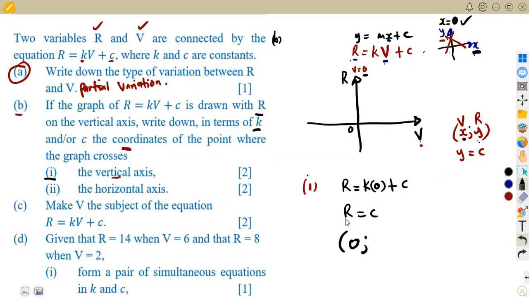What is the answer for y? y is equal to c, which is r is equal to c from this part that we got. So r representing y, the value of y there in terms of c, is c. So the coordinate is going to be (0, c). That is on the vertical part.